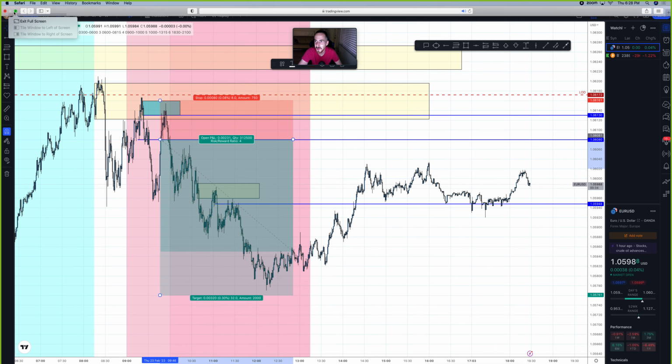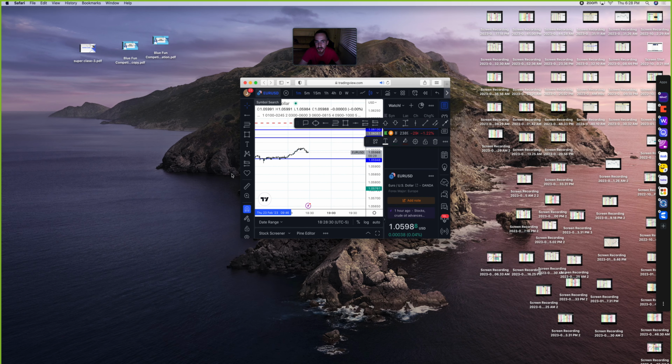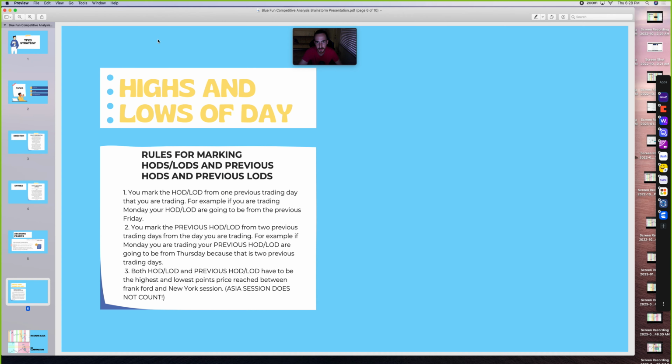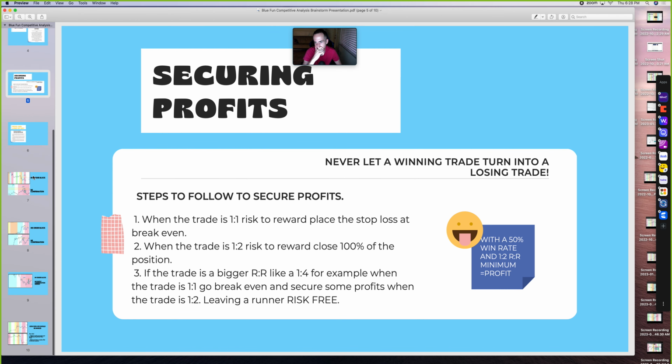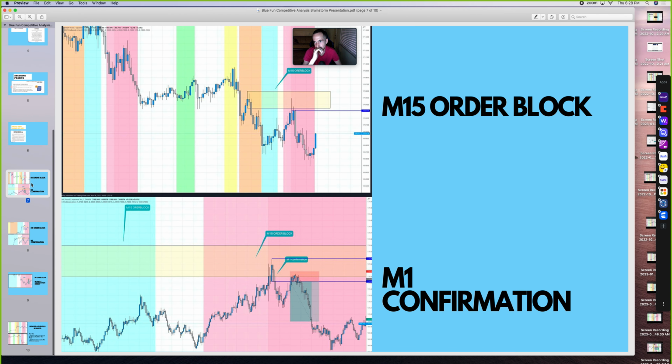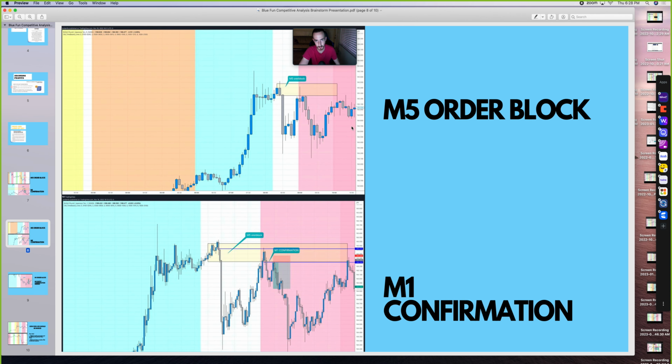So this is something that I made. This is pretty much my rules for my strategy. I'm not gonna get into all this crazy stuff, but I'm just gonna point this stuff out real quick, because I know a lot of you guys are asking me what an M1 confirmation is. I just explained it, but I'm gonna explain it even more in detail again with more examples.